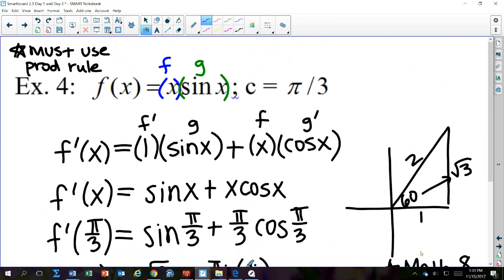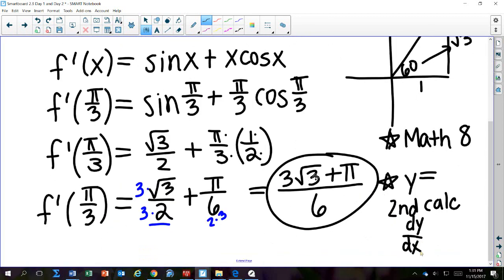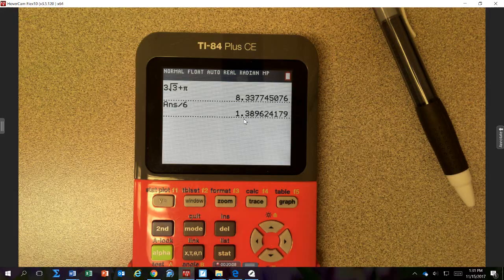First of all, I'm going to figure out what 3 radical 3 plus pi divided by 6 is approximately, right? Because our decimal approximation is going to be important for checking our work. Okay, so I'll do 3 times the square root of 3 plus pi, press enter, divided by 6. Okay, so I get about 1.38 or 1.39, right? I guess if you round it up, it would be 1.39. So keep that in mind. Okay, that's what answer we got.